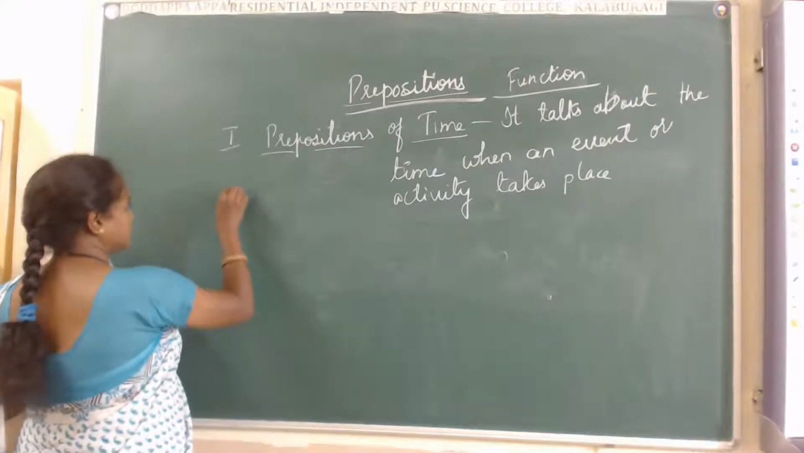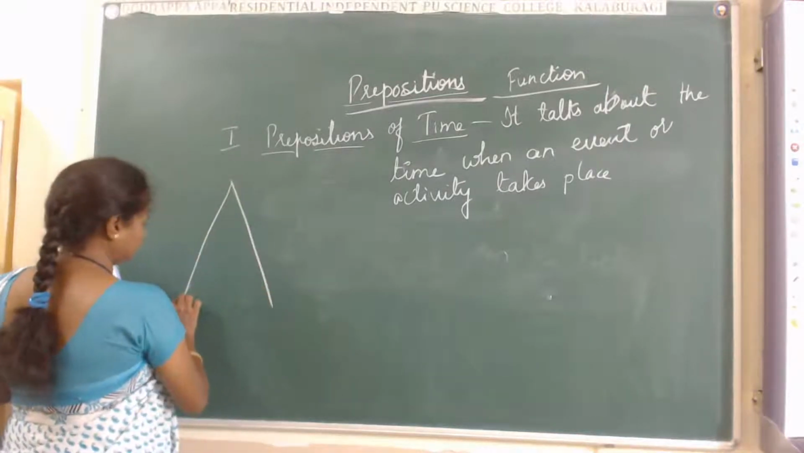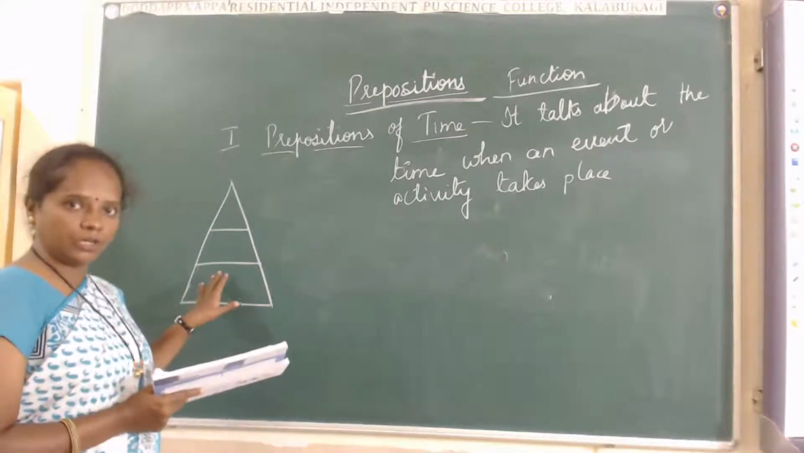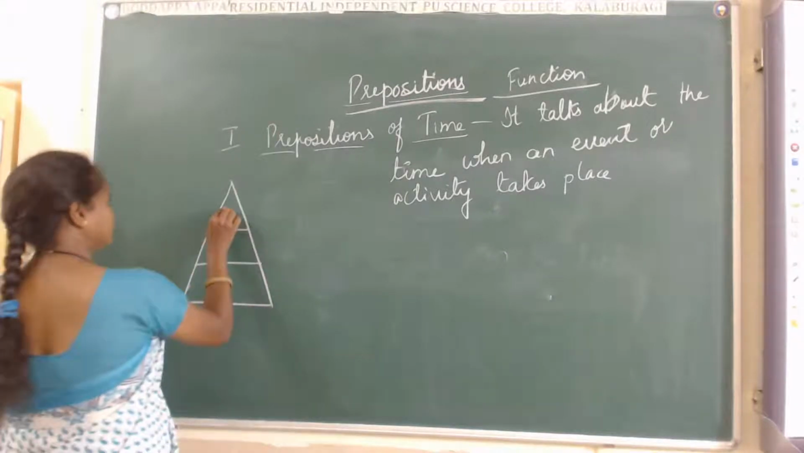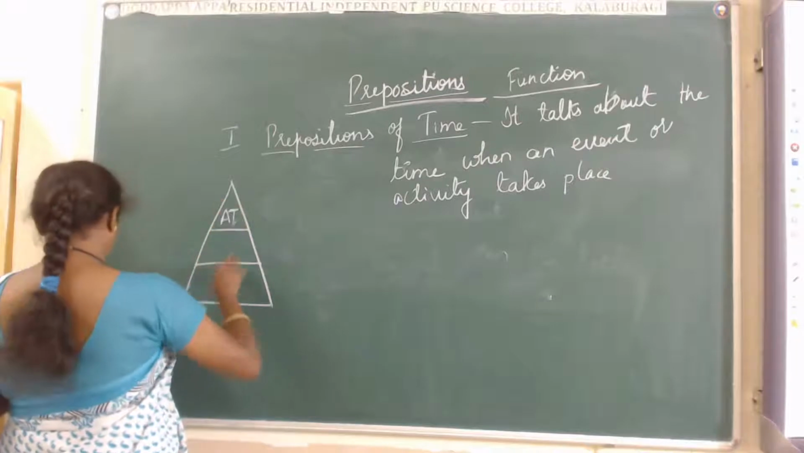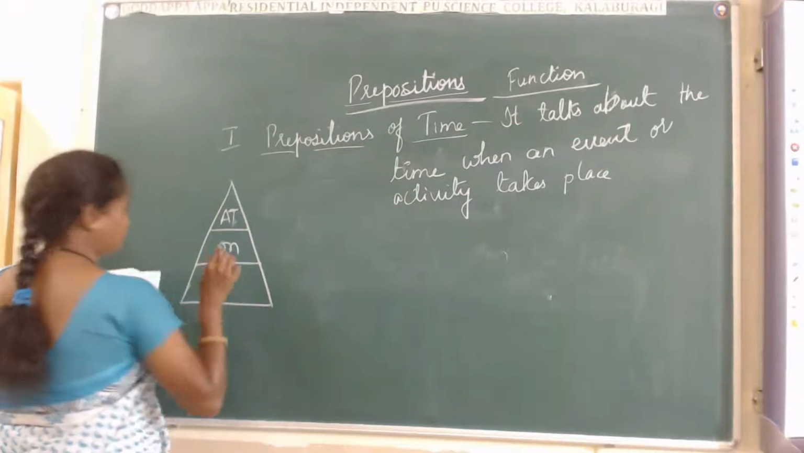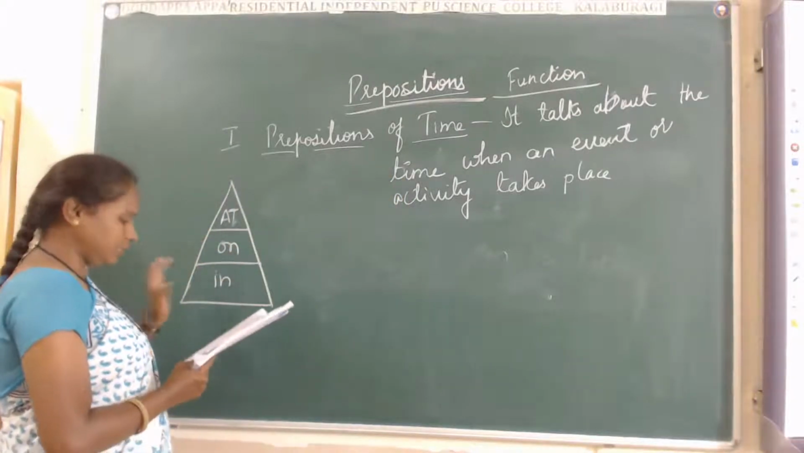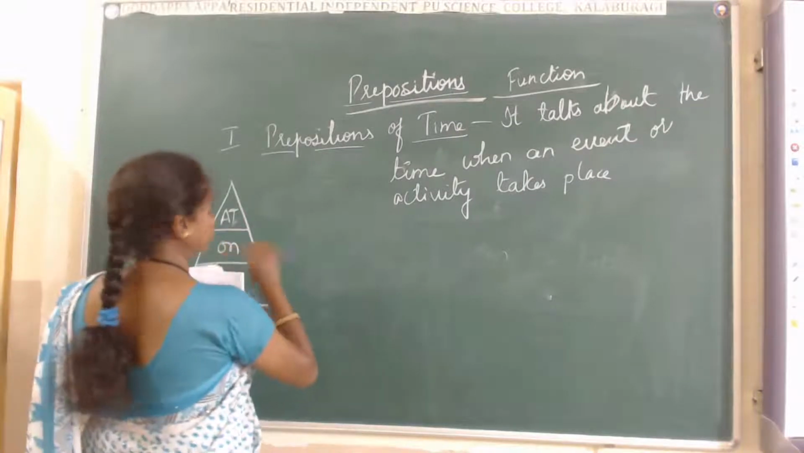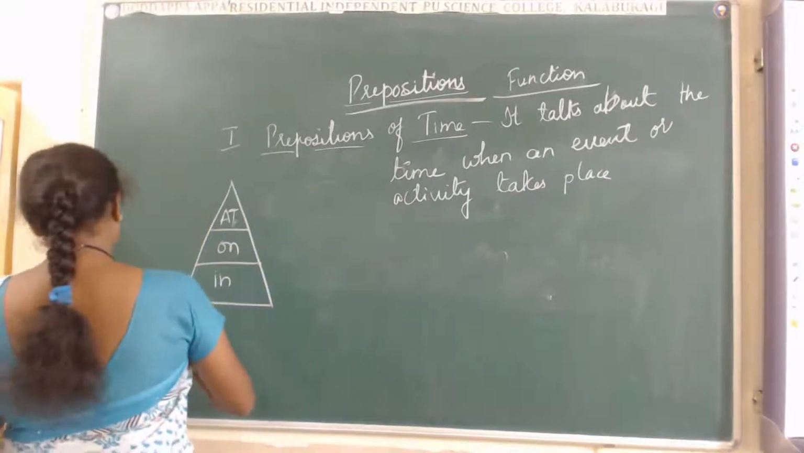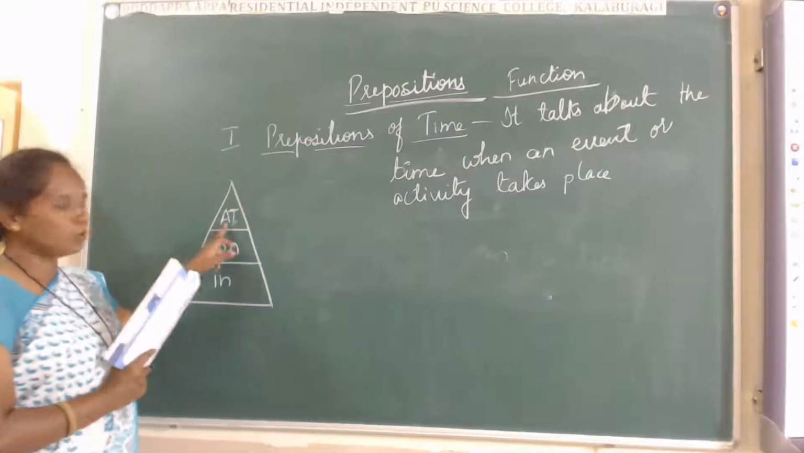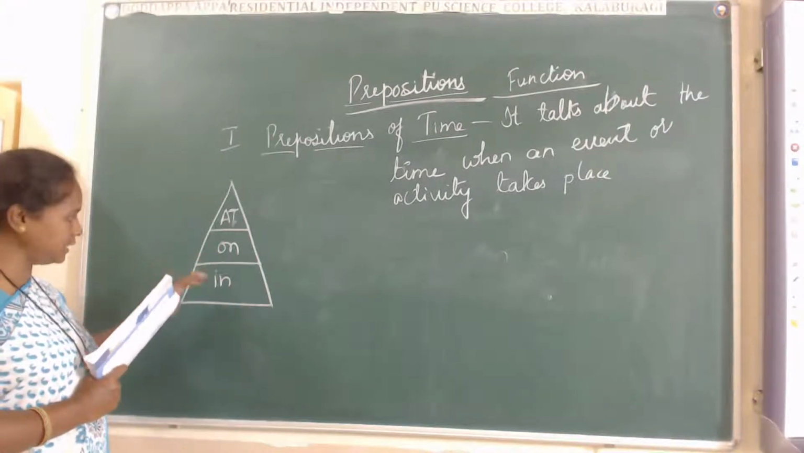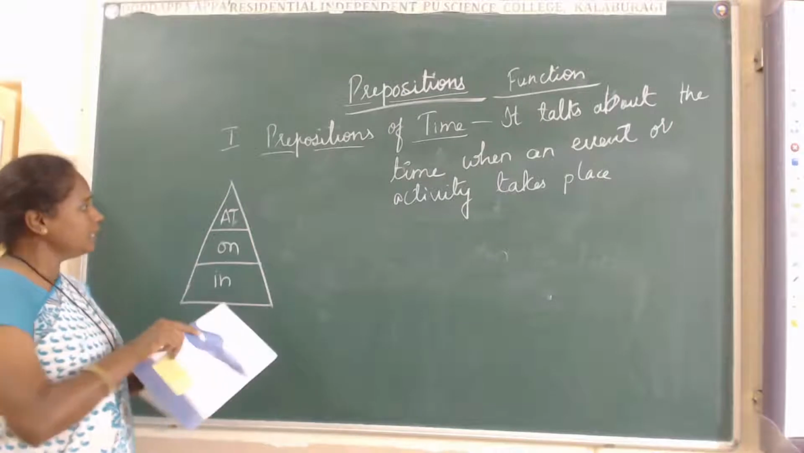I'll give one triangle shape. In your textbook also you can see this triangle shape. At, on, in. These prepositions talk about time. What are they? At, on, in. At is the top of the triangle. In the middle, on is there. In the bottom, in is there. And what is at?